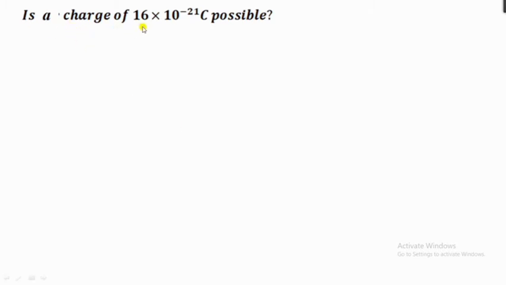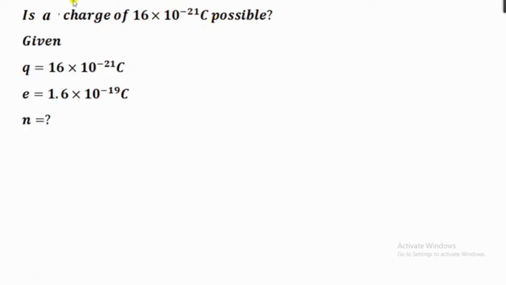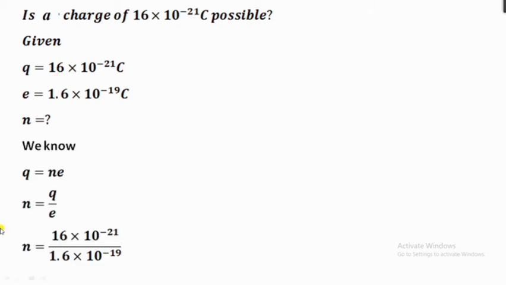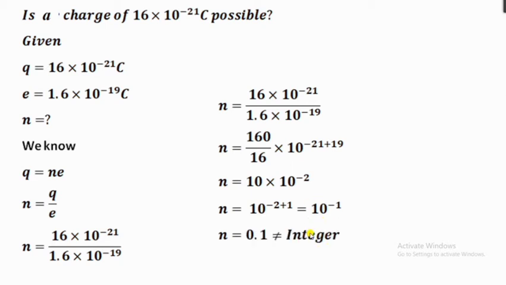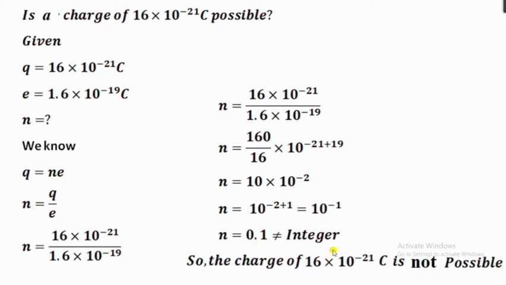Is a charge of 16 into 10 to the power minus 21 coulomb possible? So I'll solve this problem the same way I've done in the previous one. Let's find N. After putting value, taking this 19 up, and this is 160 by 16, so you'll get 10 into 10 to the power minus 2. So this will be 10 to the power minus 1, that is 0.1, and 0.1 is not an integer. So the charge of 16 into 10 to the power minus 21 coulomb is not possible. Now let's try one more question.